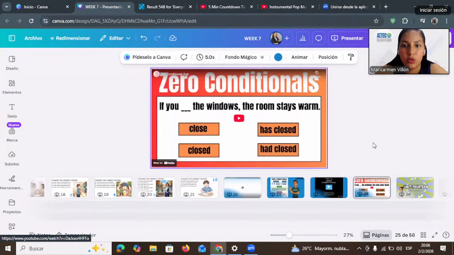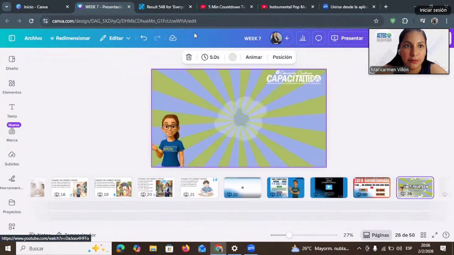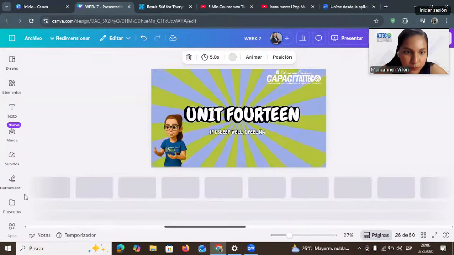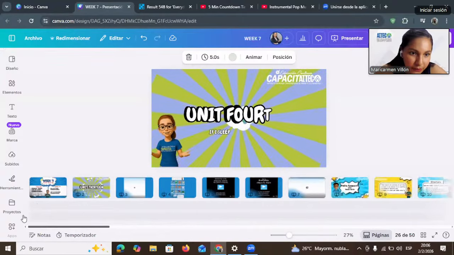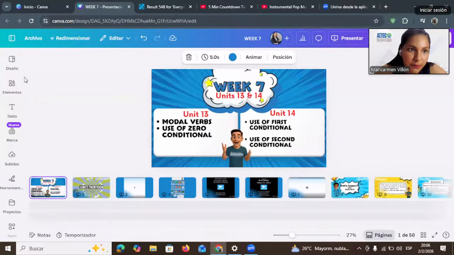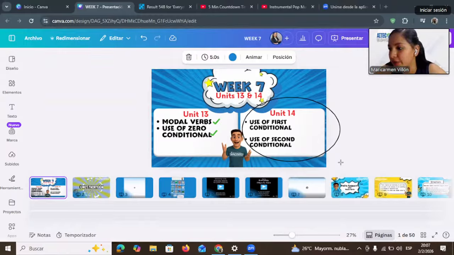Let's continue, my friends, with unit 14. Veamos por acá. We have finished with the content of unit 13. So remember what we had: we had modal verbs and use of zero conditional. Now, let's continue with unit 14: the use of first conditional and the use of second conditional.